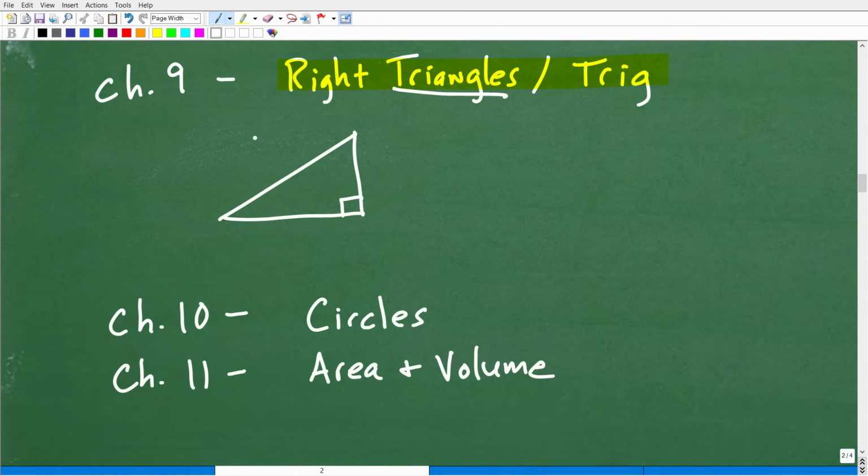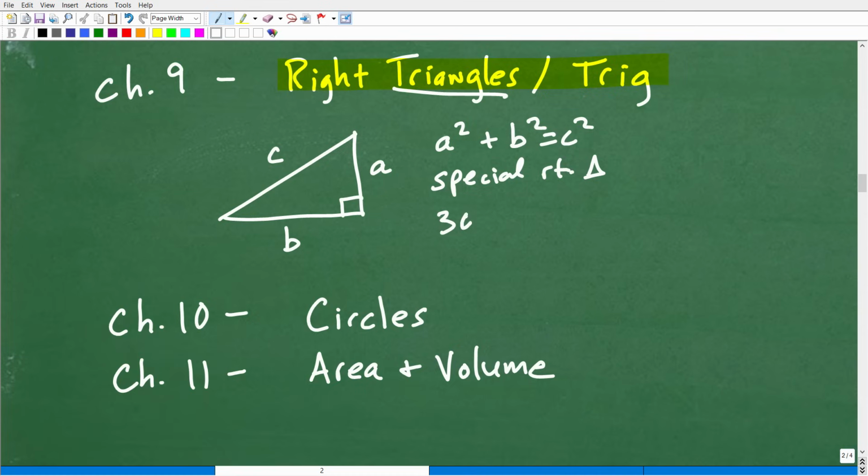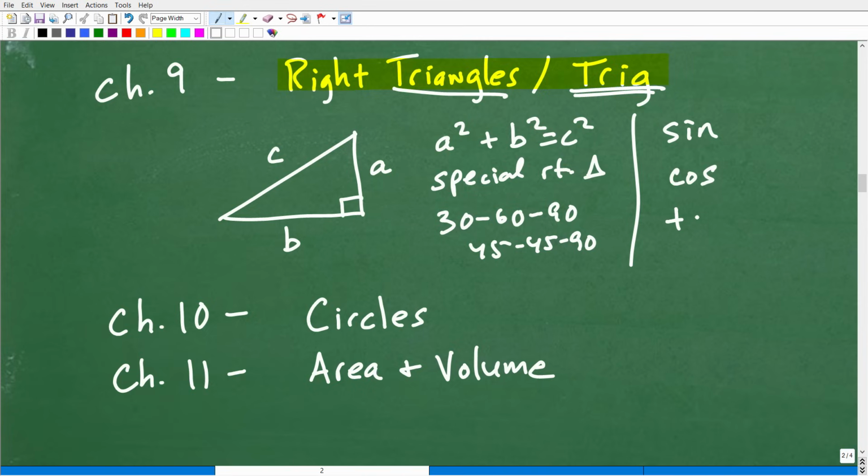All right, let's move on and talk about right triangles. So what are we talking about? What are some of the things we're going to be talking about in this chapter? We're going to be talking about the Pythagorean theorem, a squared plus b squared is equal to c squared. Definitely going to need to know how to deal with this for sure. You're also going to be talking about special right triangles. This is very important. So you're talking 30, 60, 90 and 45, 45, 90 degree right triangles. Now, in this chapter as well, you're going to learn basic trigonometry. This is your stuff like sine, cosine, and tangent. Very, very important. So you really get an introduction to trigonometry in this chapter as well.